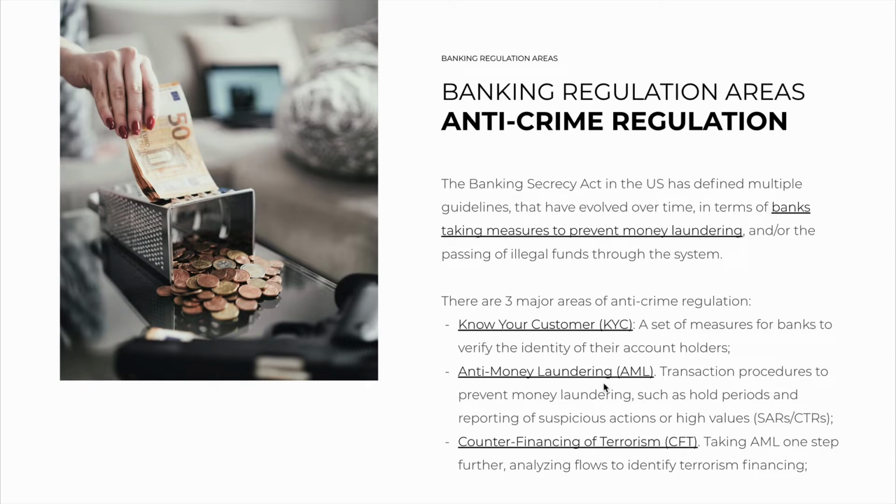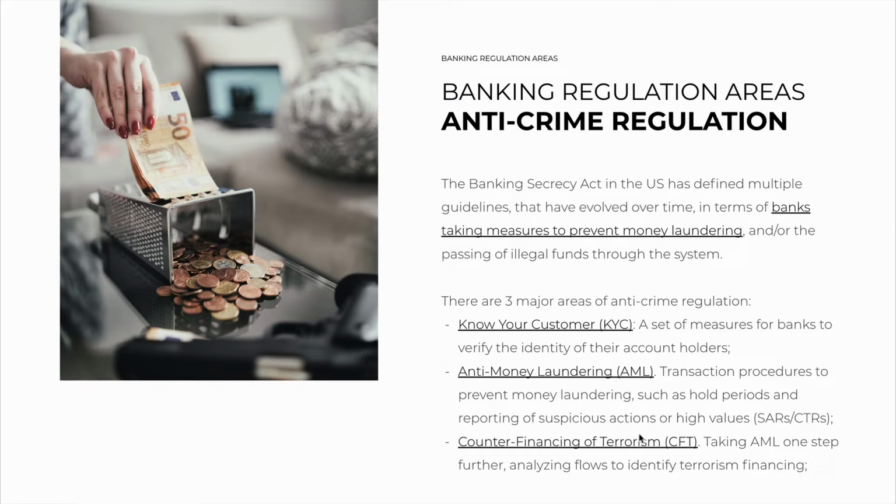The second type is AML, or anti-money laundering. These are transaction procedures to prevent the entering of laundered money into the system. That is, preventing illicit funds from being placed in a bank in the first place. And these include, for example, hold periods for transactions or the reporting of suspicious actions through SARs, or suspicious activity reports, or high amounts of currency, reports known as CTRs, or currency transaction reports.